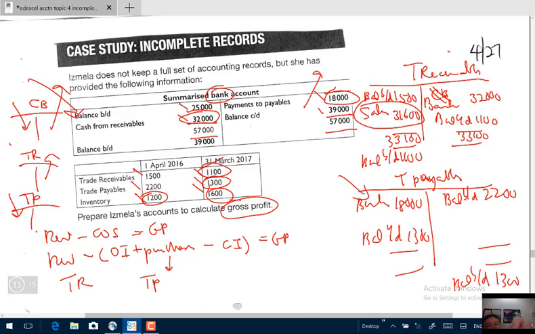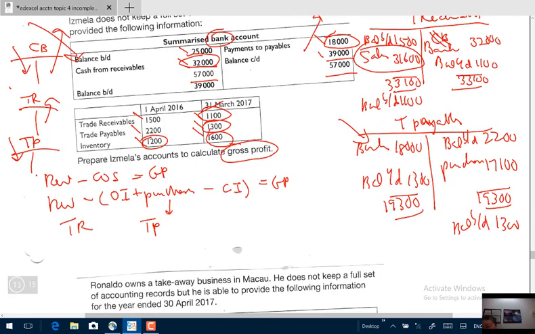So what do we have? 18,000 plus 1,300. We have 19,300 total on the left hand side. The right hand side should also show 19,300. But there's a figure here, 2,200. So the balancing figure, the missing figure is 17,100, and this is actually your purchases from your trade payables. Okay, so now we are pretty good.